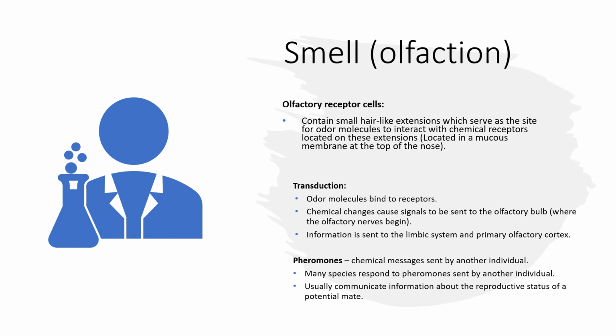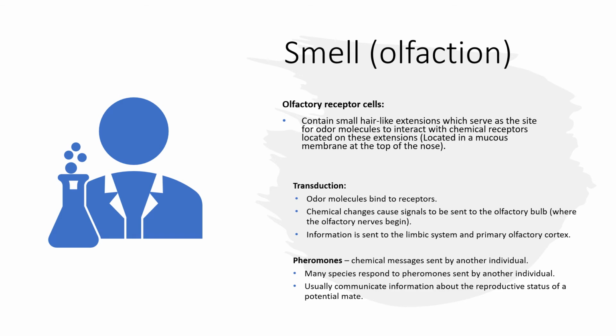And when an odor molecule binds to a particular receptor, there are chemical changes within that cell that result in signals that are being sent to the part of the brain that's responsible for smell. And it's called the olfactory bulb. It's shaped like a bulb and it's at the tip of the frontal lobe where the olfactory nerves begin.